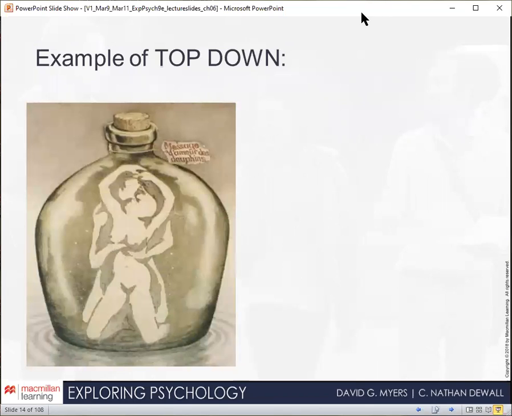So now we're looking at a jar with some graphic on it. Can anybody give me an idea or a shout out as to what you see in front of you? You can type it in if you want, or you can speak it up. I got no problem with it. What do you see in front of you? This is top-down processing.